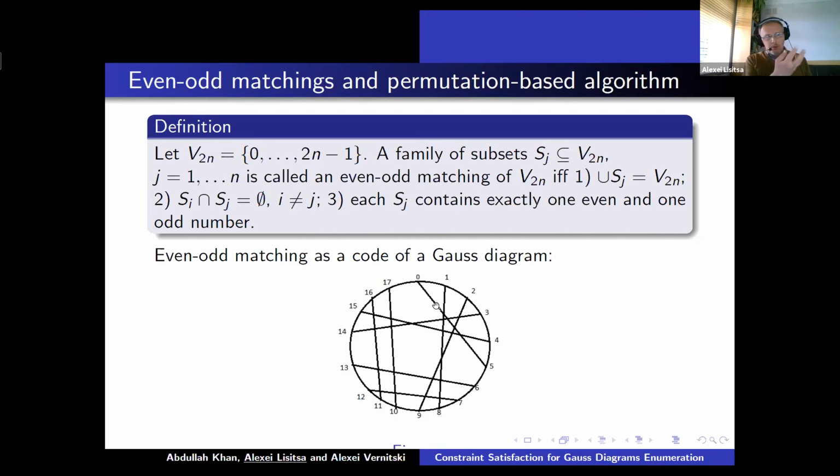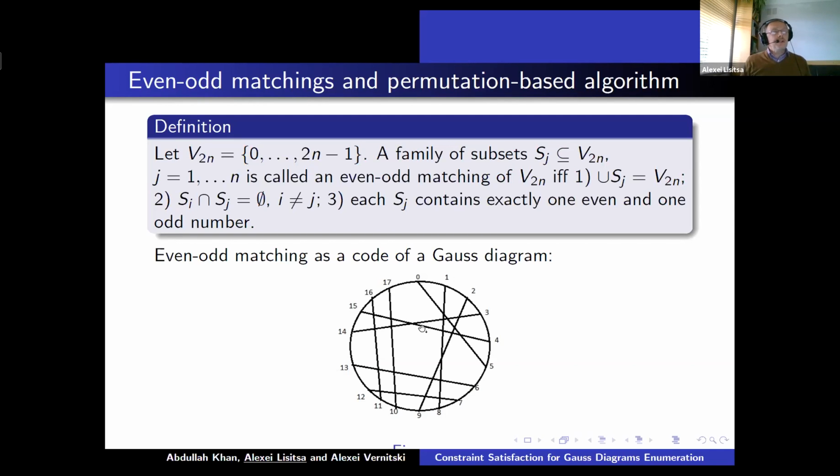Now, how can you encode all the essential information? It's very simple. You just store the pairs. You number all points clockwise from 0 to 17. So you store 0 and 5, that is the information about this chord, then 1 and 8, 2 and 9, and so on and so forth. In this way, you split the set from 0 to 17 into 2-element subsets. But in each subset, one element is even and one element is odd, hence the name even odd matching. So that is a data structure to keep information about Gauss diagrams.